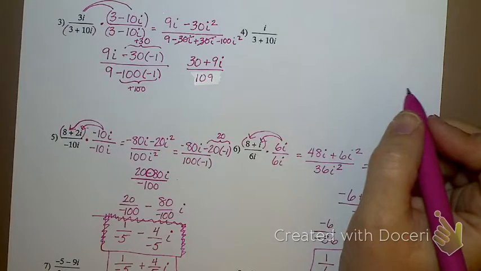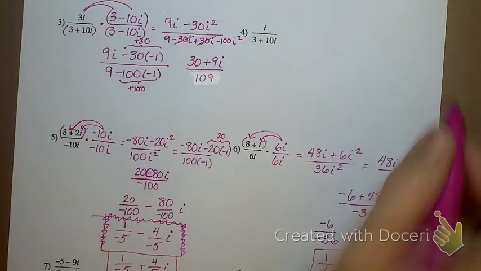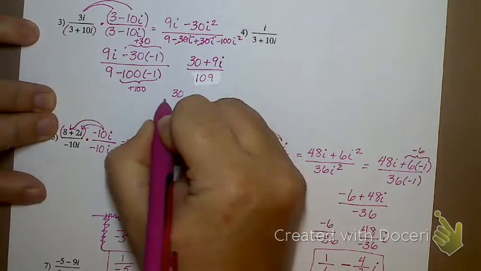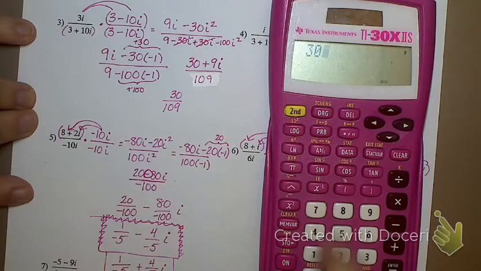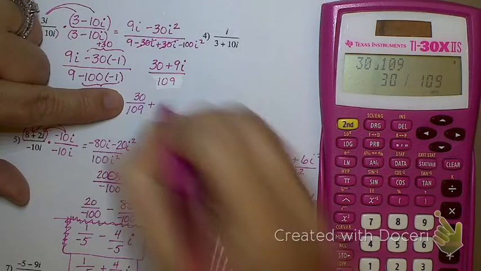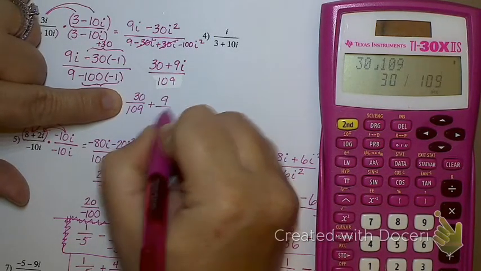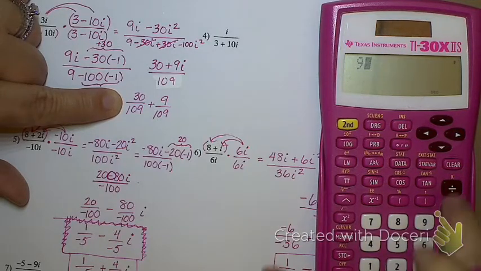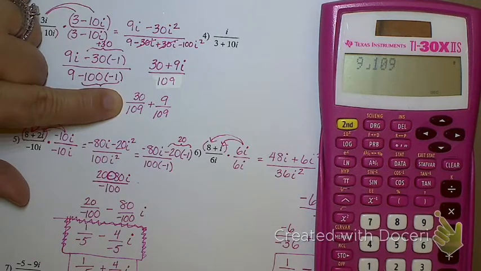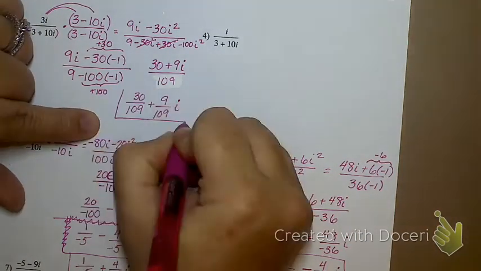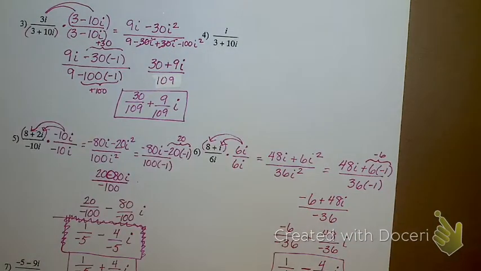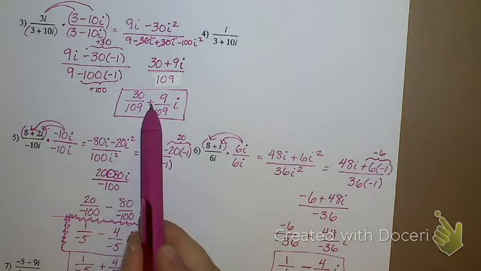All right, last thing I need to do, split it up. 30 over 109, which I don't think I can do anything with. So you leave it? Plus 9 over 109. Can that reduce? Nope. That's my answer. Really, we still have to split it? Yes, because that way it's in the a plus bi form.